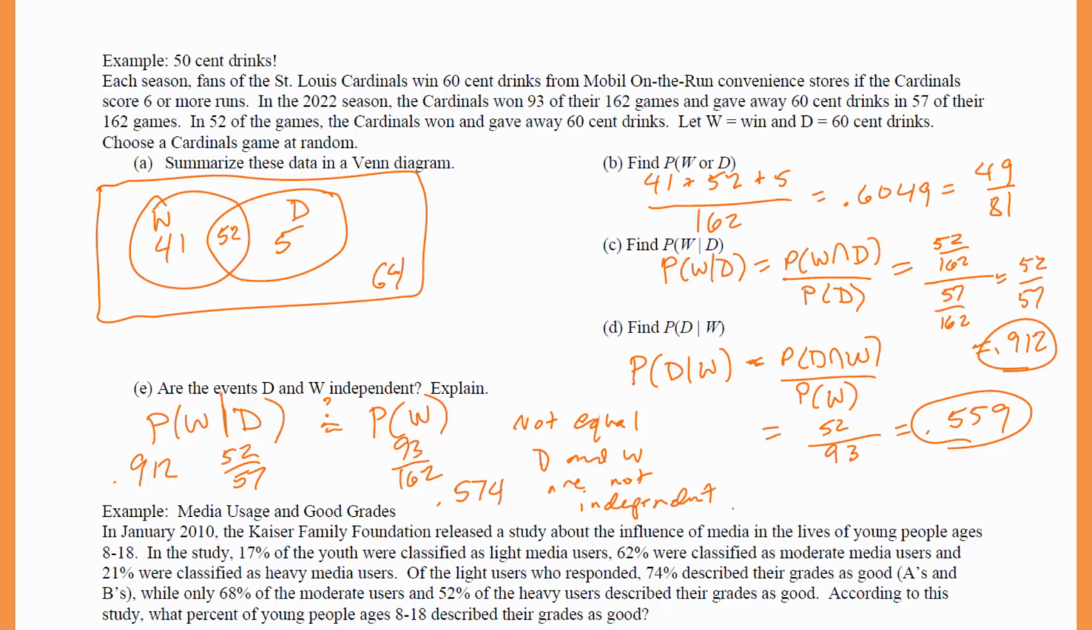Because what we did was we looked at whether knowing D happened changed the probability of W, and it did. Knowing D happened actually increased the probability of W happening. So D occurring changed the probability of W also occurring. That means they are not independent.